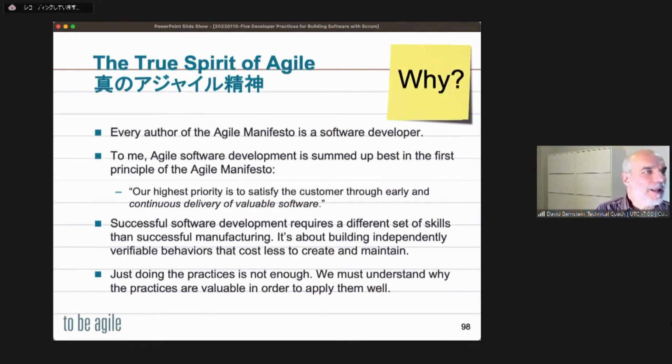So the true spirit of Agile, to me, is summed up in the first principle in the Agile Manifesto, which says our highest priority is to satisfy the customer through early and continuous delivery of valuable software. Okay? So in order to do that, we must not only do the practices, but really understand them as well.